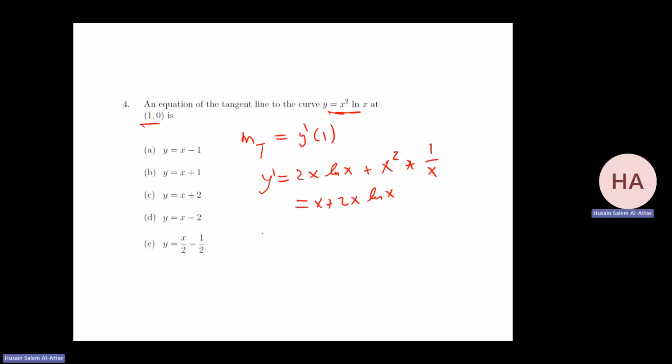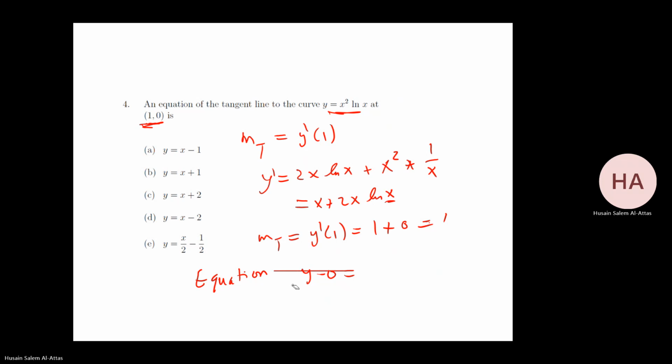So it is x plus 2x ln x. What will be m? The slope of the tangent. It will be y prime at 1. That will be 1 plus, this is ln 1, 0. So that will be 1. So the slope is 1. So what will be the equation? And we have the point. So it's y minus 0 equals 1 times x minus 1. So y equal x minus 1. That will be the answer.